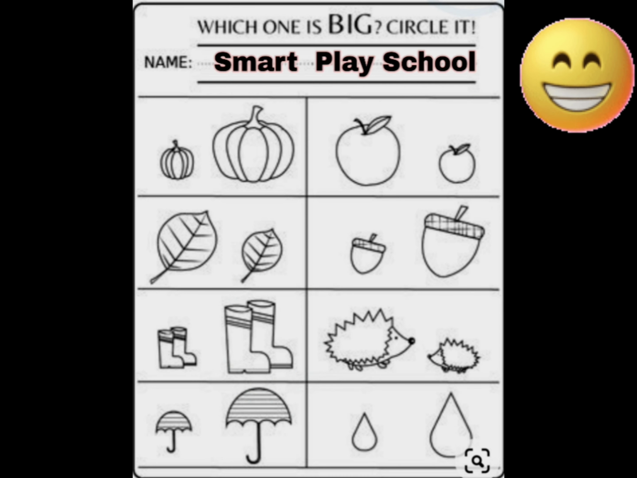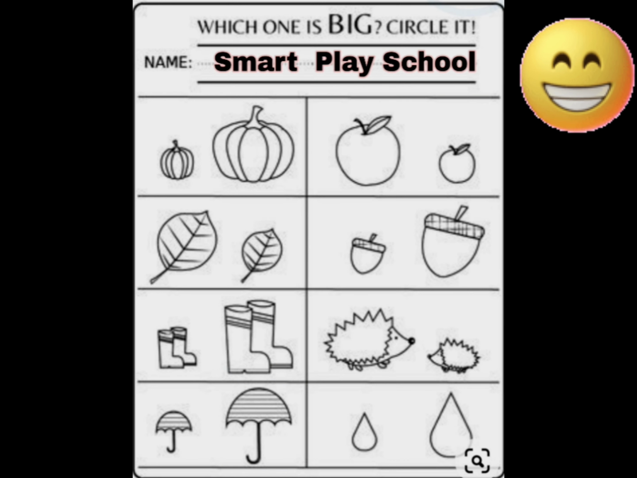In the sixth column, we have a picture of a crested porcupine. Tell me which one is big and which one is small? Yes, this one is big. In the seventh column, we have a picture of two umbrellas. Tell me which one is big and which one is small? Yes, this one is big.